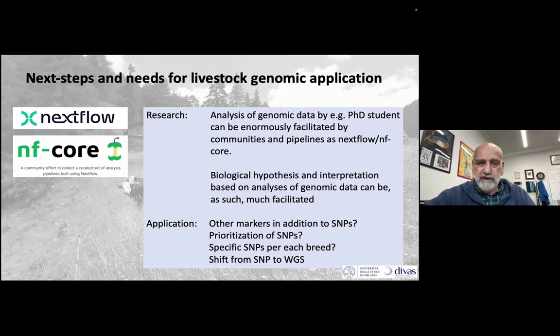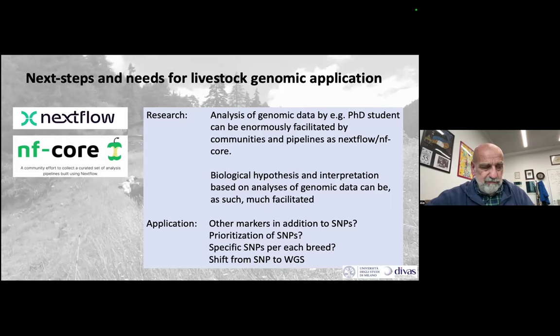And what can we do if we want to shift from SNP data to whole genome sequence data, if it will become so cheap that the farmer community will start, not in the close future, but start to sequence some female individuals?